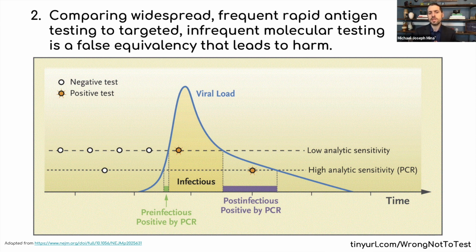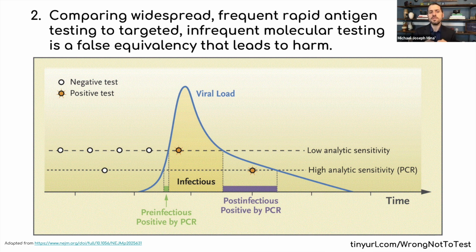But when we look at the infection dynamics, or the kinetics of the virus within a person, it turns out that the analytical sensitivity of the test, as I mentioned earlier, is not nearly as important as the frequency with which you can test people. And so this is just a diagram. This comes from a paper we published recently in the New England Journal of Medicine, which discusses the frequency issue and frequency versus sensitivity. What this is showing is the viral kinetics within an individual.